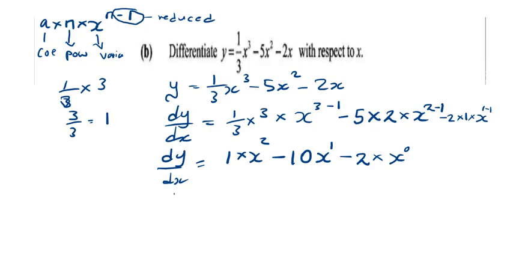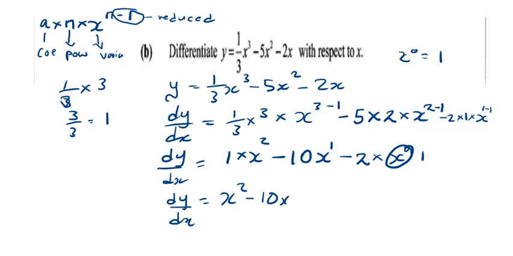So you have dy over dx equal to 1 multiplied by x squared, which is just x squared, negative 10x to the power 1, just negative 10x, and then negative 2 times x to the power 0. We know that any number or letter to the power 0 is equal to 1. So in this case we have a 1 there, and it will be just negative 2. So that is your answer. Understood?